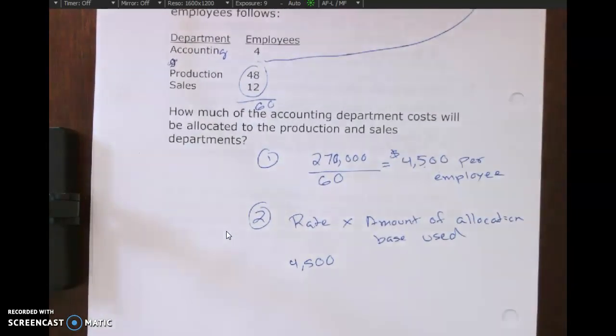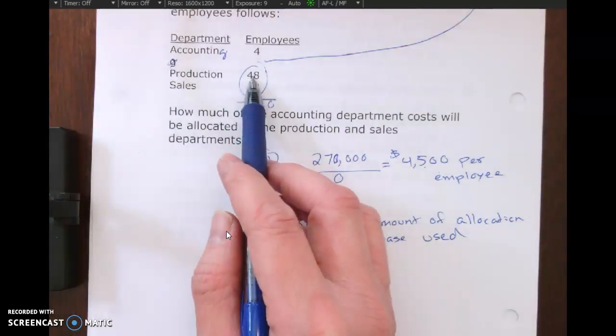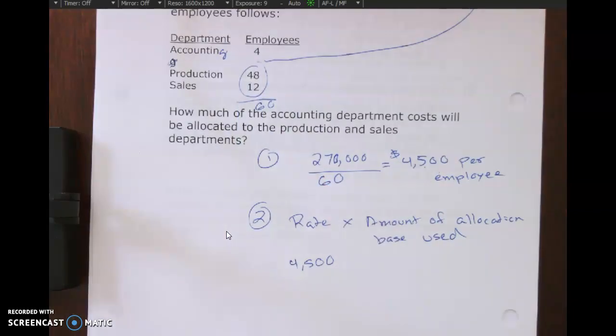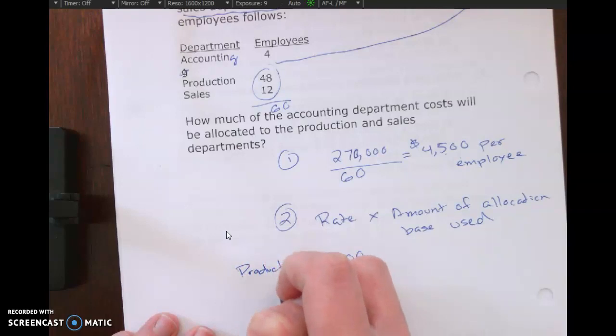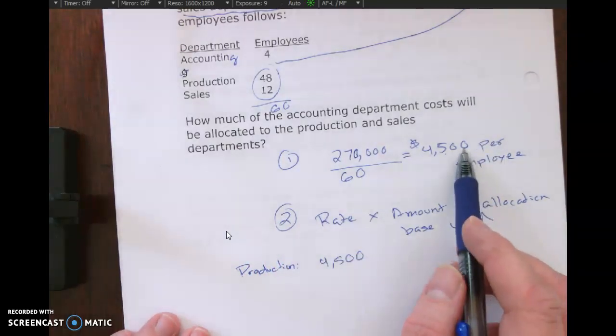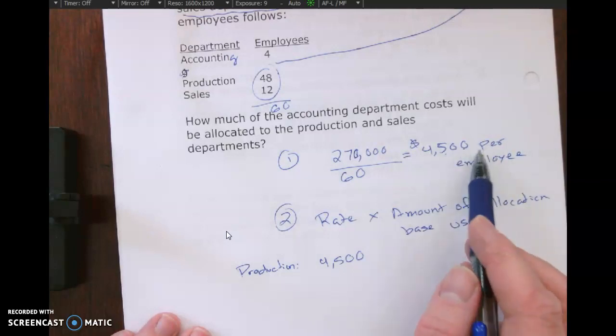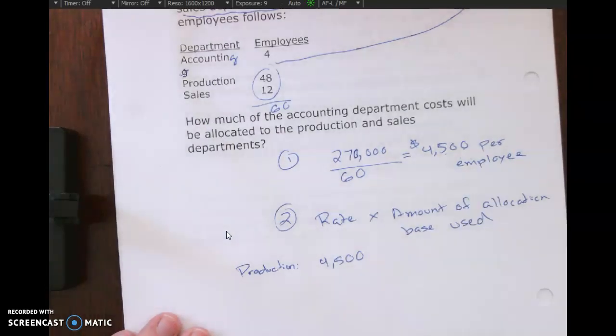$4,500 right over there. And then what we do is we look and we say, okay, production has 48 employees. Sales has 12 employees. So when we think about production, we're going to take our rate. Say production, we charge accounting allocates $4,500 of its cost per employee in production and sales. That's what this is telling us.